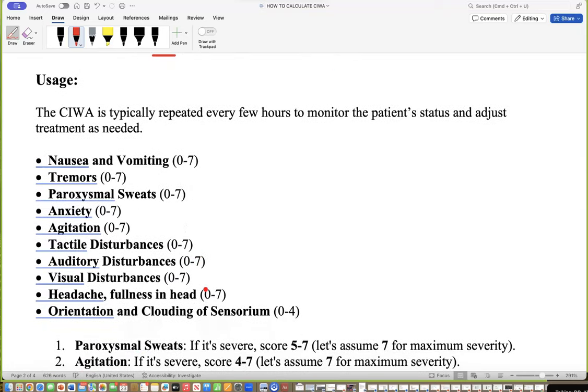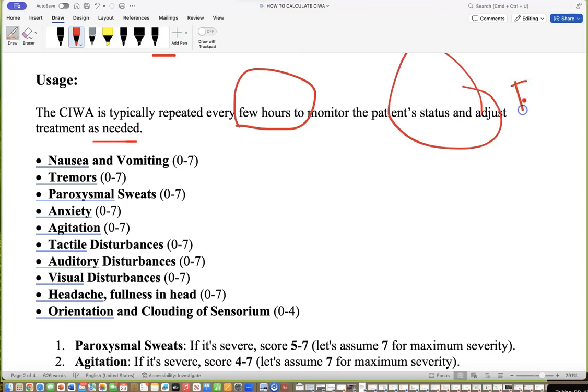Now, how do we use CIWA then? First of all, we repeat it every few hours to monitor patient status and adjust treatment. You must know that for tests. You must know that for the exam, all right? It is frequently tested on national exams.